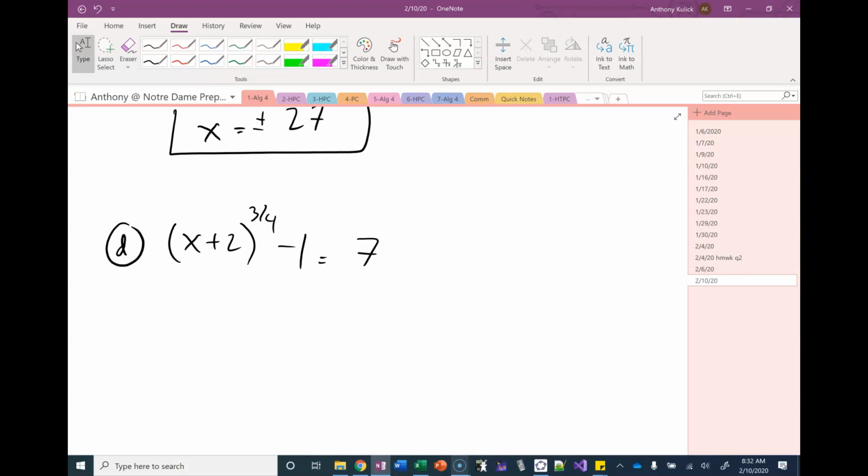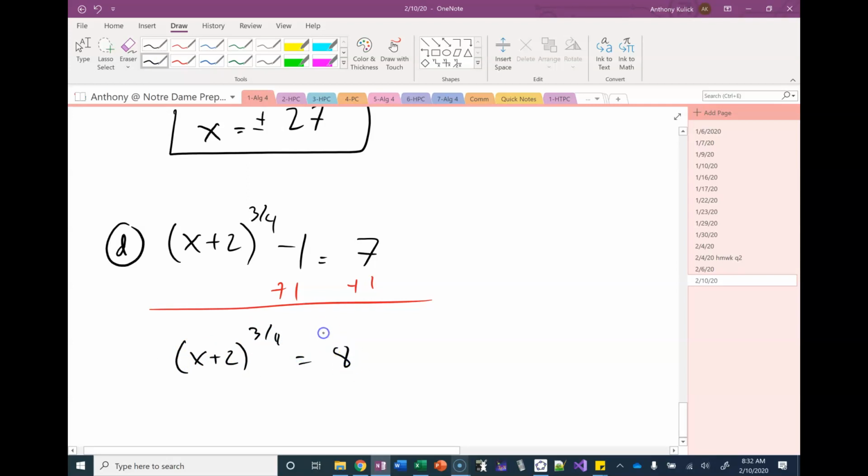What should we do here? Add 1. Love it. Now what? Can I distribute these exponents? Can I just make that x to the 3/4 plus 2 to the 3/4? What do you guys think? No! No!